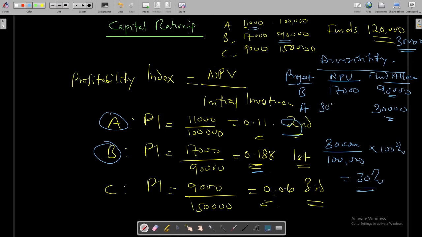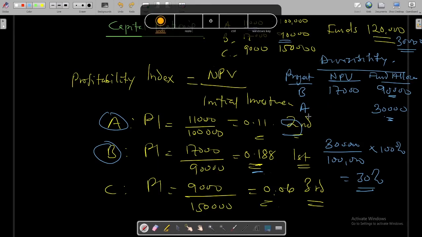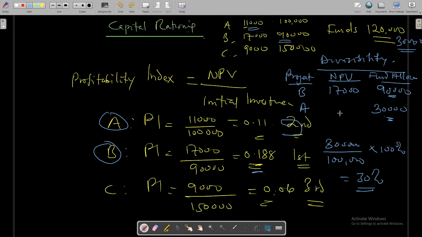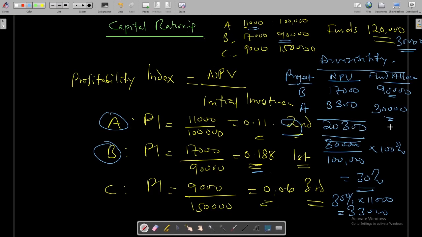So here we are going to get 30% of 11,000. So 30% times 11,000 will give us 3,300. So the total PV or benefit we are going to get will be 20,300. That is when projects are divisible. But what if the projects are not divisible?